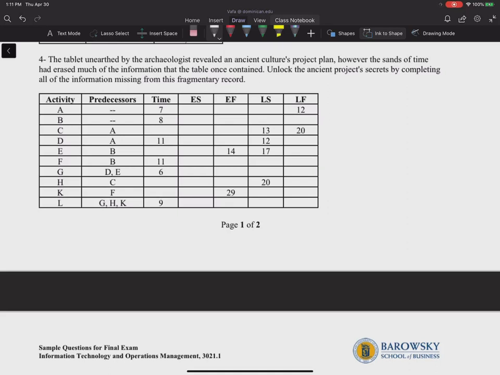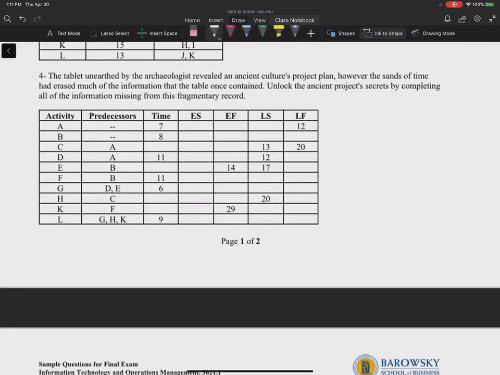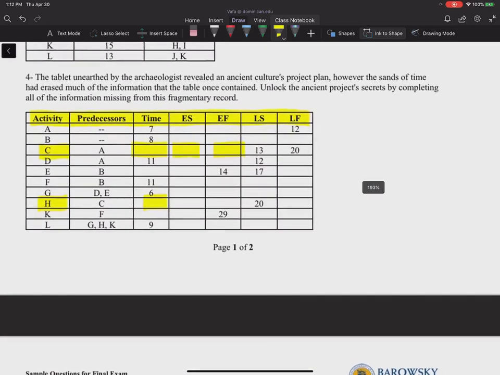Okay, so now let's take a look at this. You see that we have a table here in which we have activities, predecessors, times, early starts, early finishes, late starts, and all the late finishes. But some of this information is missing. For example, for activity C, we don't know the duration, the early start, the early finish, and so on and so forth. For example, for H, we don't know the duration and so on. So much of the table is missing. Let's see if we can unlock this, as the question puts it.